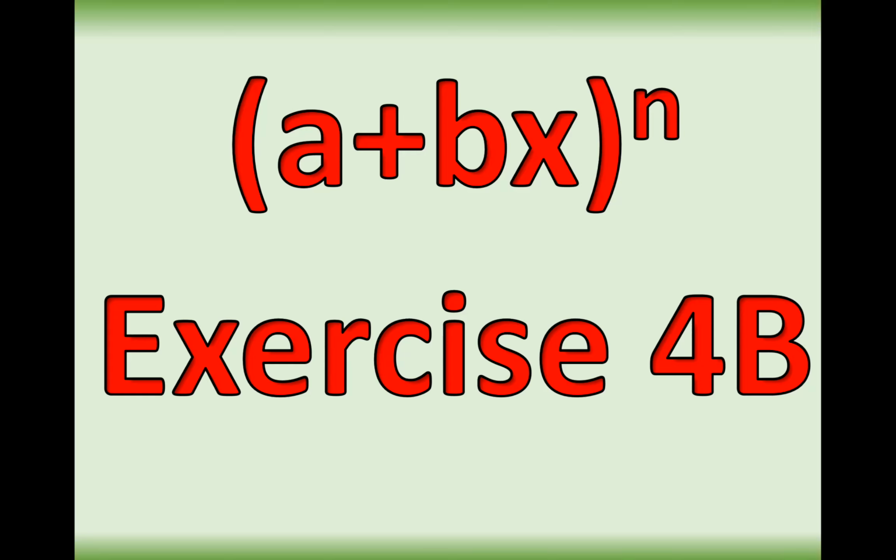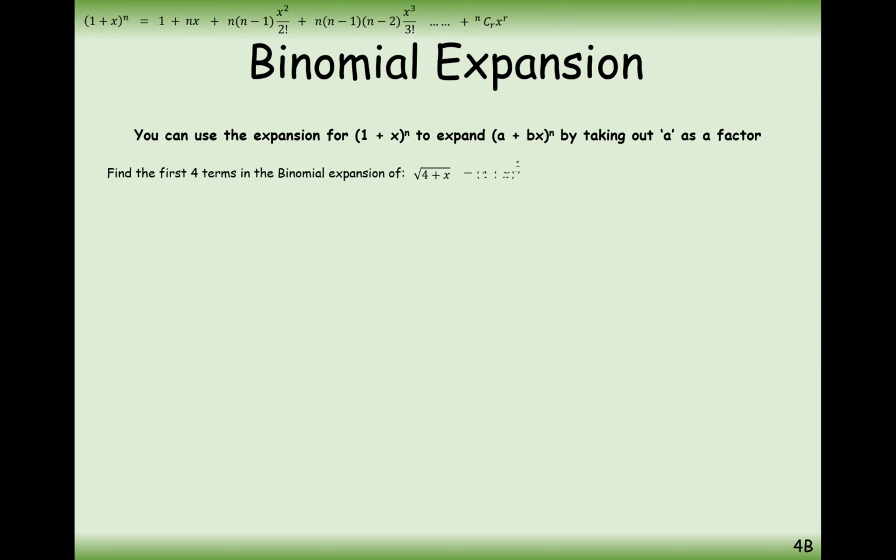Here we're looking at the expansion of (a + bx)^n, so we can answer questions from exercise 4B. This is an extension from exercise 4A, where we looked at (1 + x)^n. This time we've got a different coefficient at the front that's being added on, and we're going to look at how we can simply adjust this expansion to the previous expansion in exercise 4A and then apply the formula from exercise 4A. So let me show you two examples and then we'll go through one together.